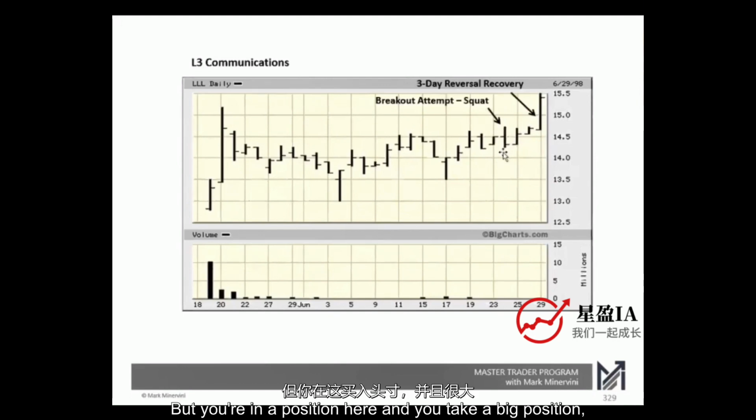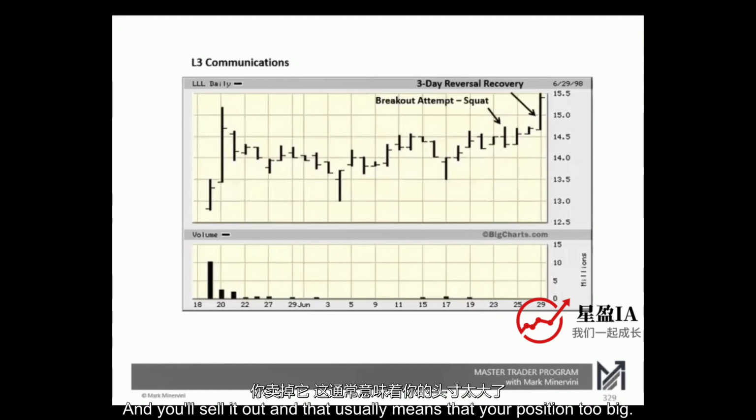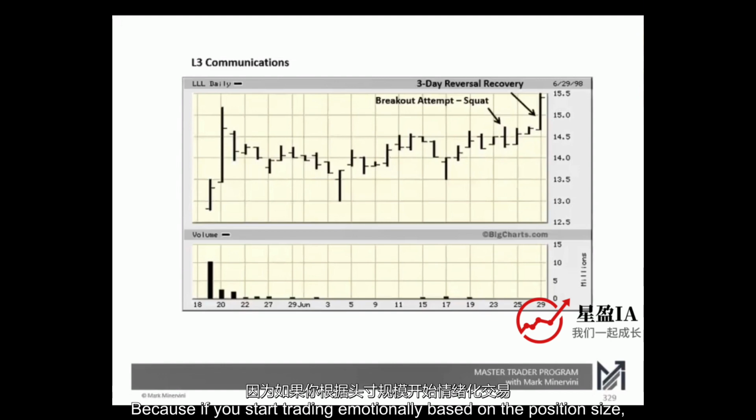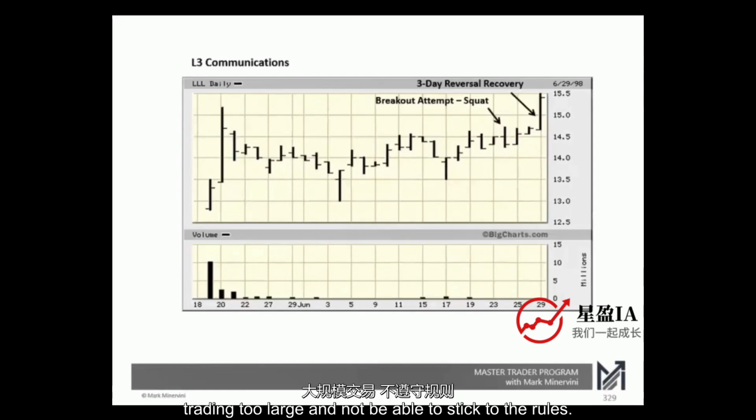But when you're in a position and you take a big position, whether it's $1,000, $5,000, $50,000, if it's a big enough number as far as the dollar loss, you'll rationalize yourself. You'll say, oh, this is an outside day that closed on the low or near the low, and you'll sell it out just simply because. And that usually means that you're positioned too big, because if you start trading emotionally based on the position size, you're trading too large. You're not able to stick to the rules. So you really have to position size yourself.